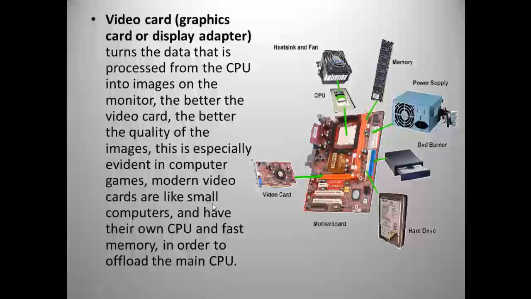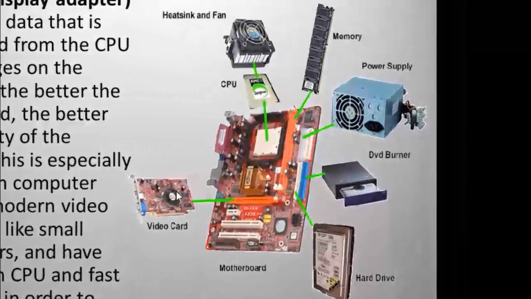Modern video cards are like small computers, like laptops, maybe new tablets, and have their own CPU and faster memory in order to offload the main CPU. It used to happen over here with a very simple video card, but then the games and the movies and every graphic came to require lots and lots of processing. That's why they made stronger video cards nowadays.